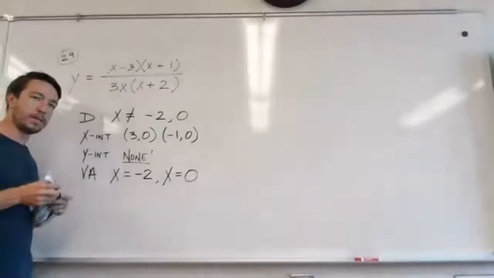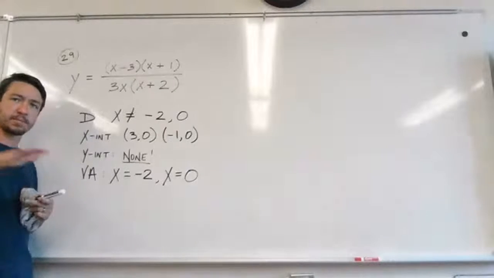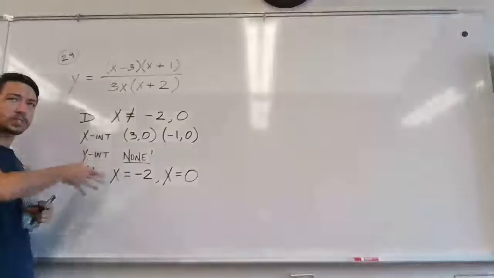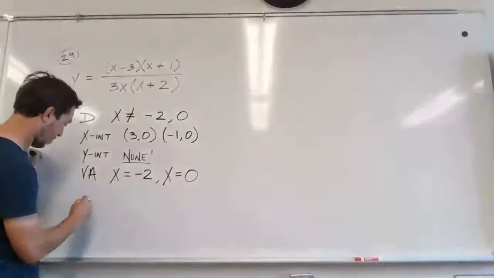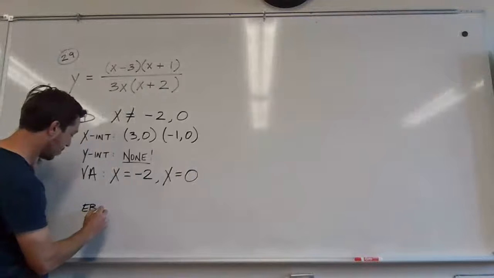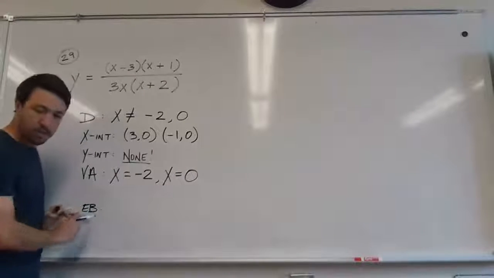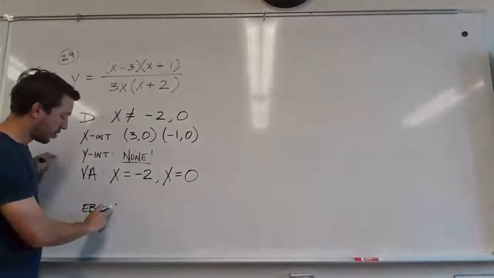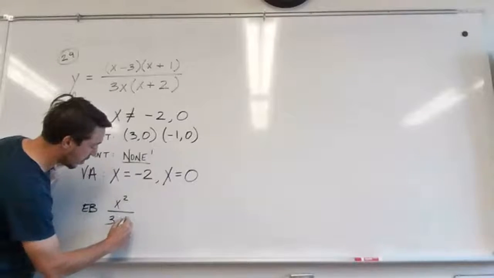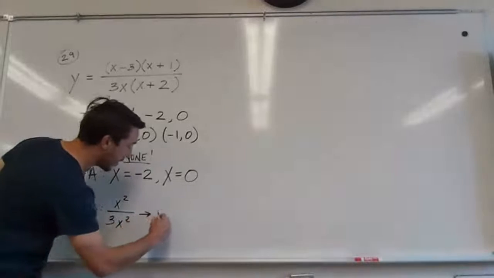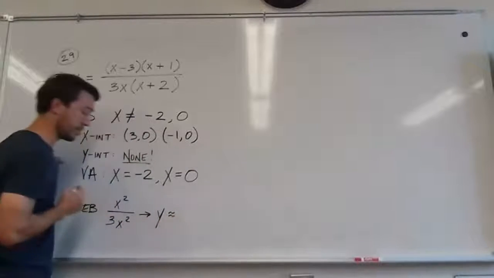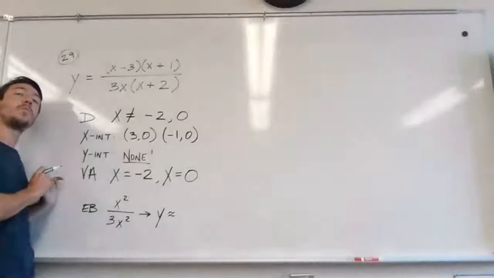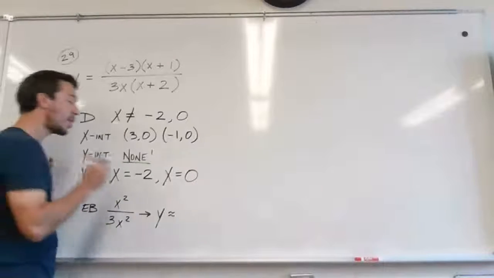It gets into one of the most common misconceptions about horizontal asymptotes. Let's go over this method here where you say, who's the x squared? Okay, so that means in end behavior for large x values, my y value will be approximately equal to what? 1/3.